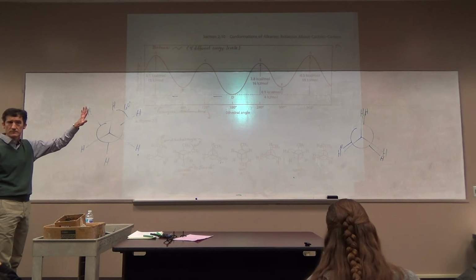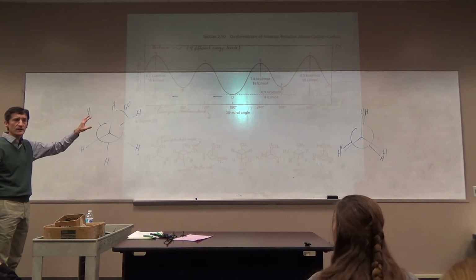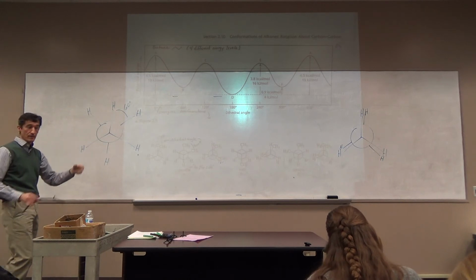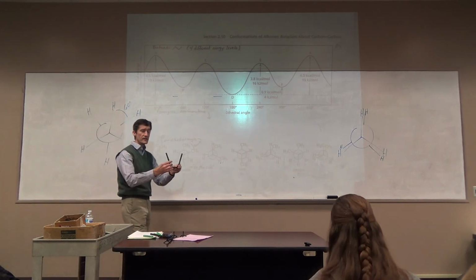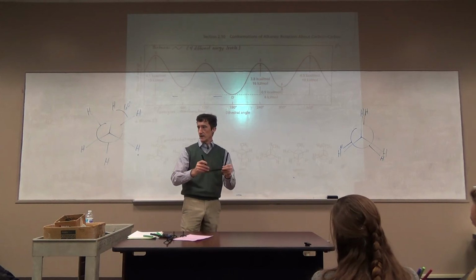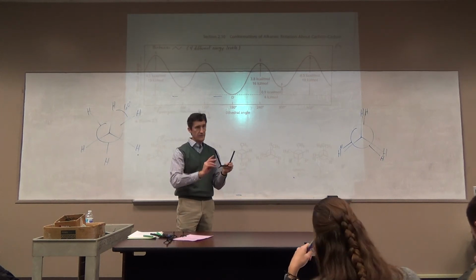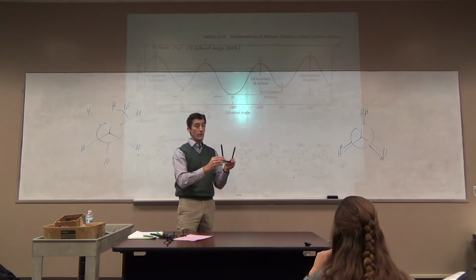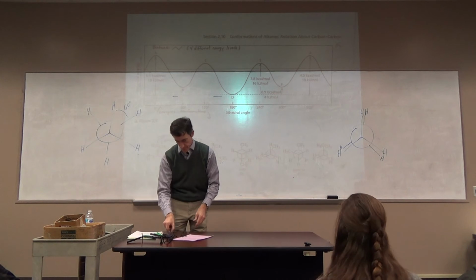I think the answer is four. Four different levels there, whereas with ethane, there were only two different levels. Hopefully you see why you get four here. It's just because things don't repeat as often as they did with ethane. With ethane, every time we turned, we were repeating over and over and over. This one had four different.